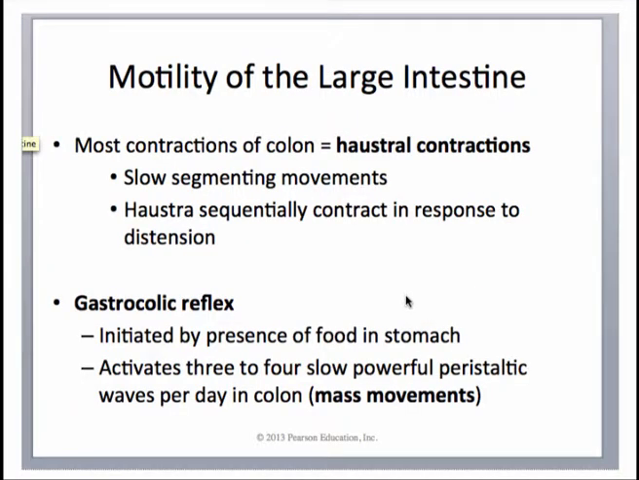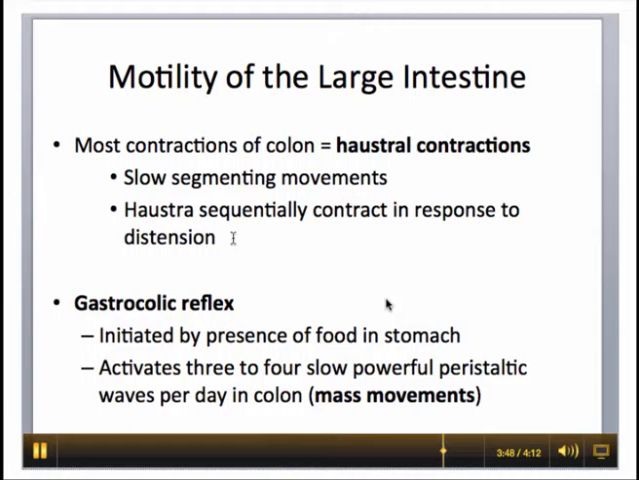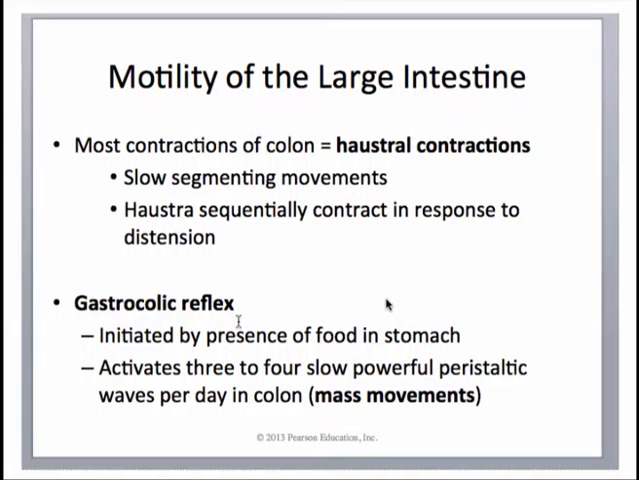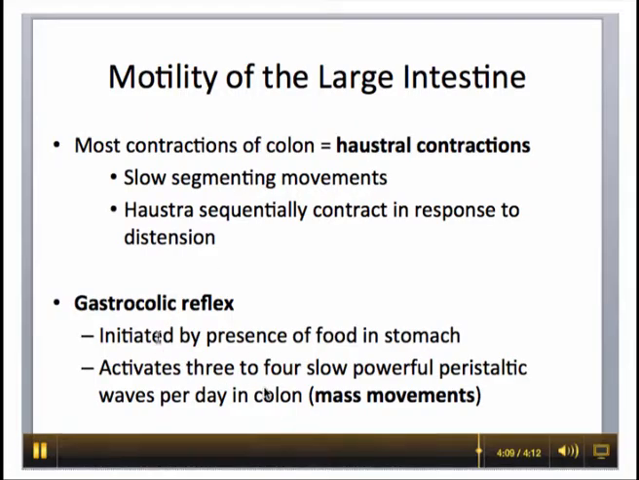Movement through the large intestine is mostly contractions of those haustra, which we saw on the first slide. These are kind of slower, more segmented movements, and these haustra will contract in sequence. And that is in response to distension, so once the large intestine becomes distended. And then we have what's called the gastrocolic reflex, and this is just initiated by having food in the stomach, and that activates very slow, what are called mass movements in the colon. So really, putting food in the stomach is prepping the body to eliminate what's already in the large intestine to basically kind of make room.